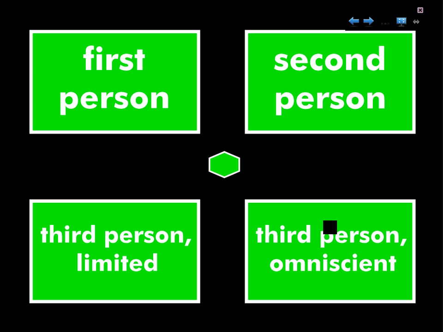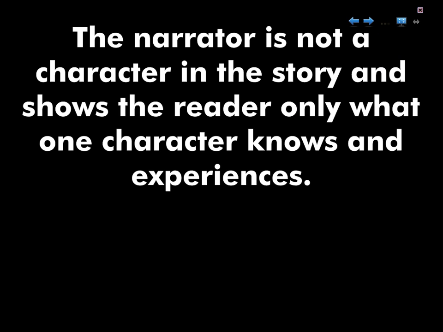What next? Yes, Alma. Third person limited is basically first person, except without the I, me, and everything. So the narrator is not a character in the story and shows the reader only what one character knows and experiences. And we are limited to somebody's perspective. Thank you very much, David. Whose perspective do we have?